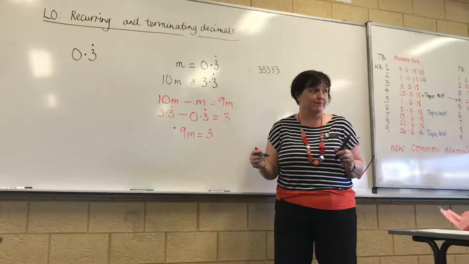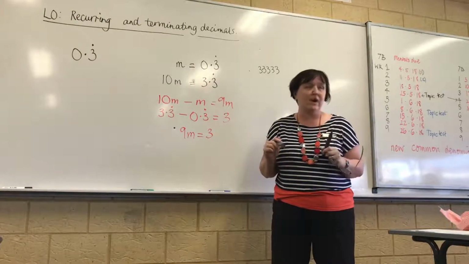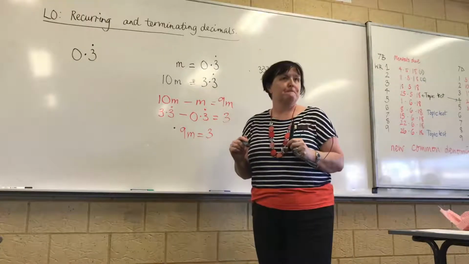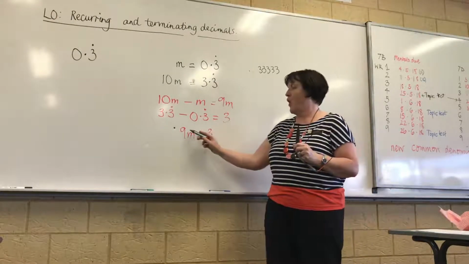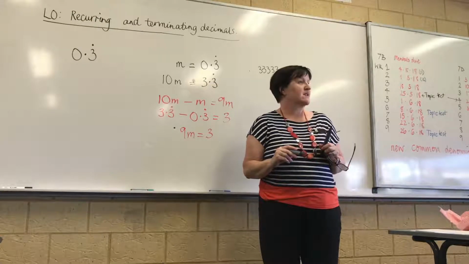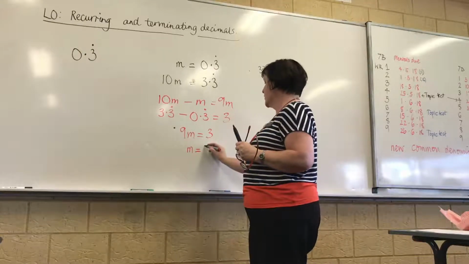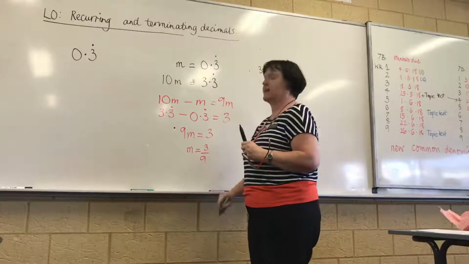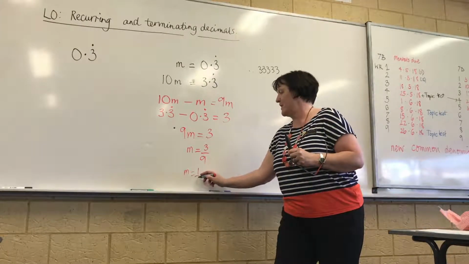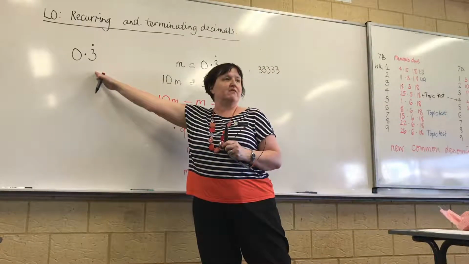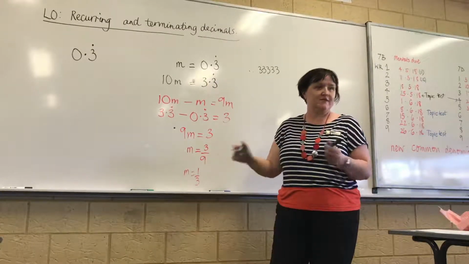Is everyone with me? Okay. How do I find out what m is now? What do I do to that equation? We did this last year. How will I find out what 1m is? Divide by 9. So m, the fraction, equals 3 divided by 9. And what is the simplified form? 1/3. So 0.333 recurring is 1/3, which we knew, that proves it, okay?